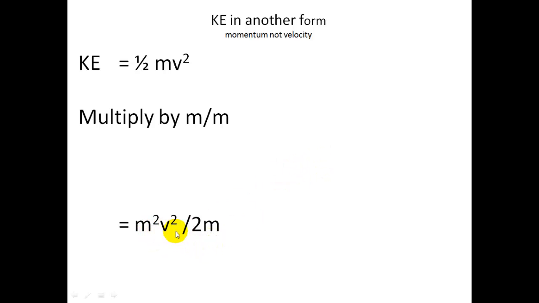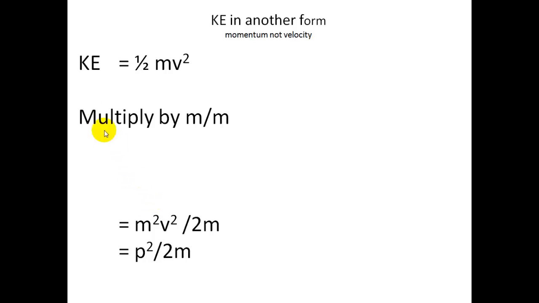Now, you know that mv, mass times velocity, is equal to the momentum. And sometimes we write momentum as p. So the kinetic energy is p squared over 2m. This is a very useful form of this equation. Kinetic energy is equal to p squared over 2m, because if you don't know the velocity, but you do know the momentum, this equation is more useful.